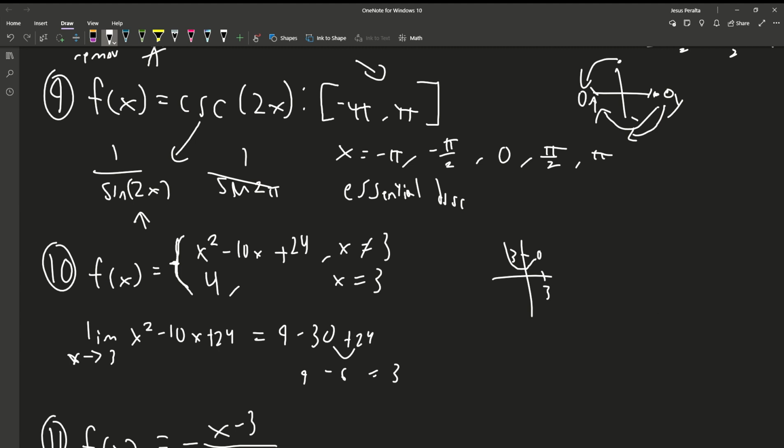There's a hole right there. Right, there's a little hole. But the other function, y equals 4, means that there's a point right there. So it would be a removable discontinuity because you could take that point out. So it would be removable discontinuity at x equals 3.